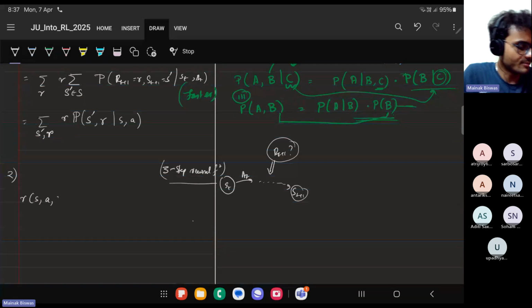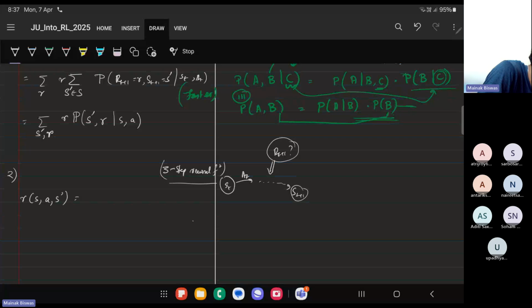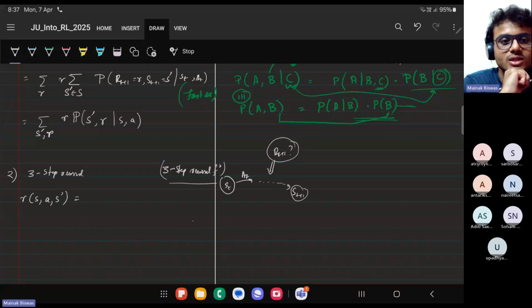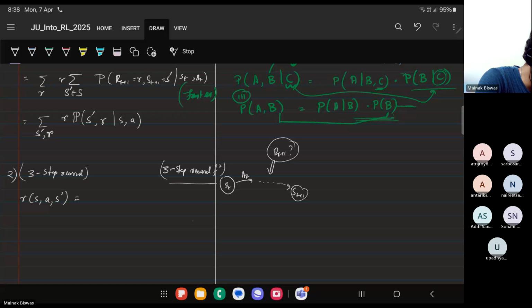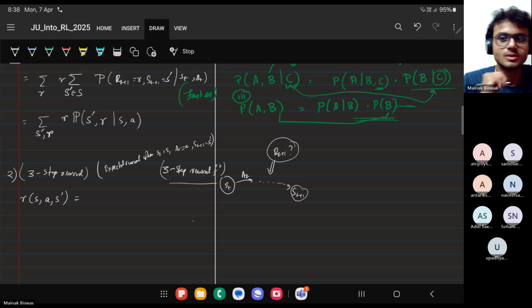So again, by similar logic, can anyone tell me what would be this 3-step reward function? How will I define this? So it's a 3-step reward. How will I define this in terms of expectation? So it's the expected reward when state is equal to S, A_t equal to A, and S_{t+1} is equal to S prime. Okay. Can you tell me? How will you define this first?